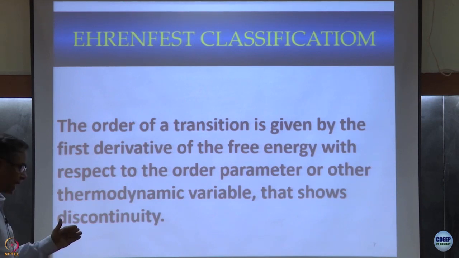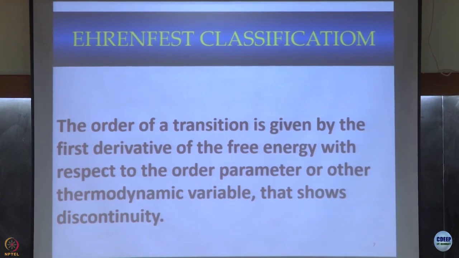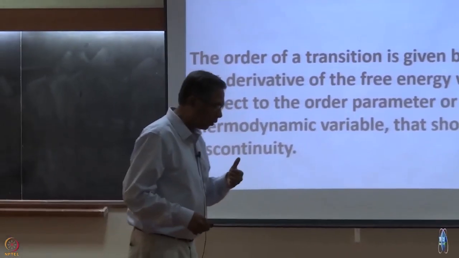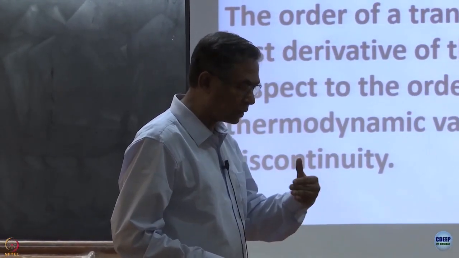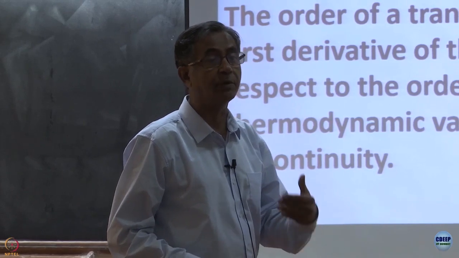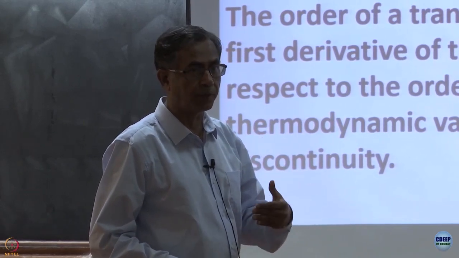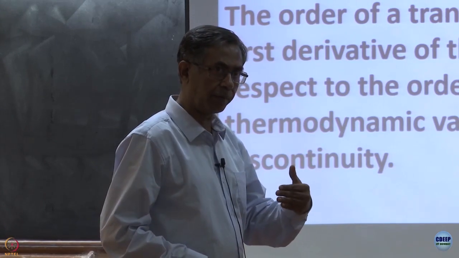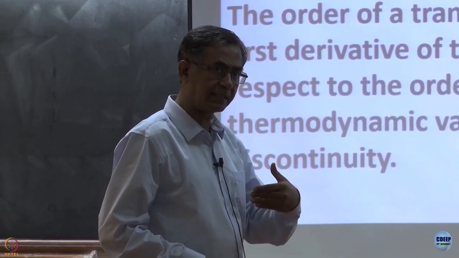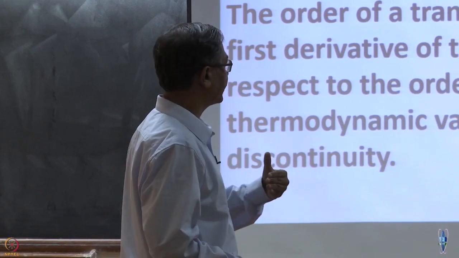So Ehrenfest defined it the following way. He noticed that gas-liquid, liquid crystal, these two here, and as I said, magnetic transition in the presence of an external magnetic field, are all characterized by a finite change in a first order property. First order property means first derivative of free energy, like entropy, and then pressure, or other derivatives, you can get the density. So the first order properties change.